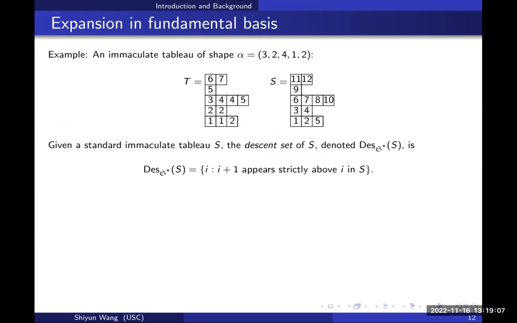Some properties for the dual immaculate function: we can first standardize the tableau by following a certain reading word. So for example, you have 1, 1, 2, 2, 2, then you read from left to right, and then you standardize it 1, 2, 3, 4, 5, and basically read from bottom to top and left to right. And then you get a standardized immaculate tableau.